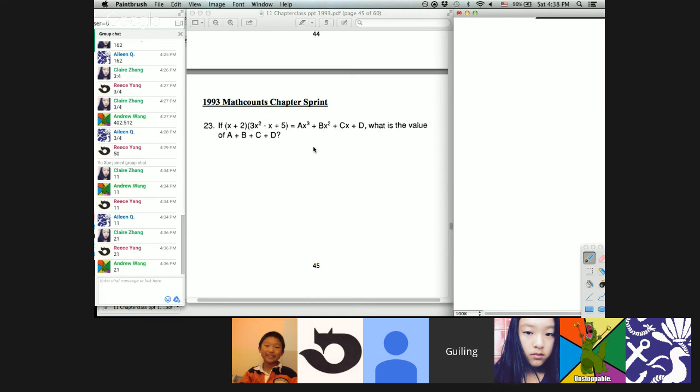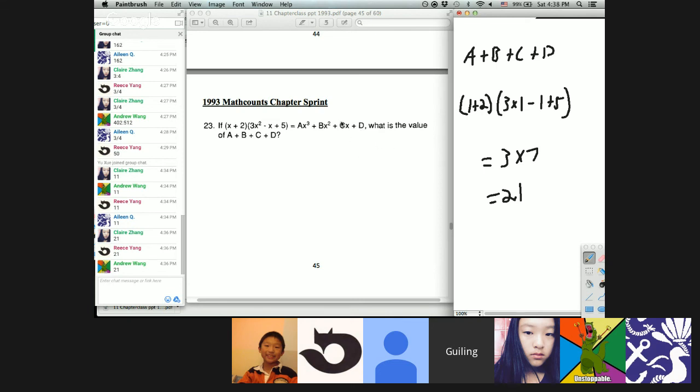A quick trick to find the sum of the coefficients is if you set x equal to 1 here, then you just get a multiplied by 1, which doesn't matter, plus b multiplied by 1, plus c multiplied by 1, plus d. So that's what you want. Then you plug 1 into the left side, so it's 1 plus 2 multiplied by 3 times 1 minus 1 plus 5, which is equal to 3 times 7, which is equal to 21. So that's a nice, quick, and easy way to solve problems like this.